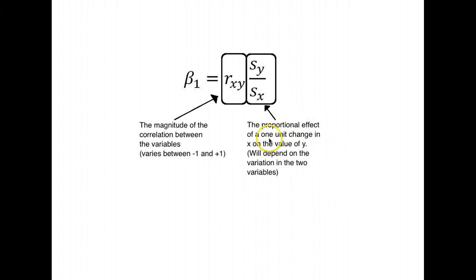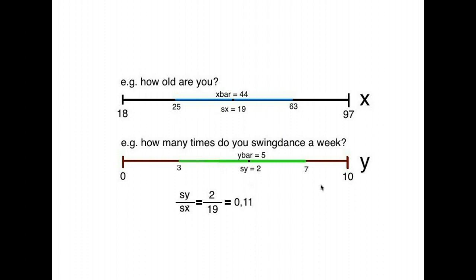It's about the proportional effect of a 1 unit change in x on a value of y. Why is this important? Well, I'm going to show you an example because I think that's the best way to understand it. Let's say we have two different variables. In our survey, we've had a bunch of people answer our survey, and we've asked them questions such as how old are you and how many times do you swing dance in a week?